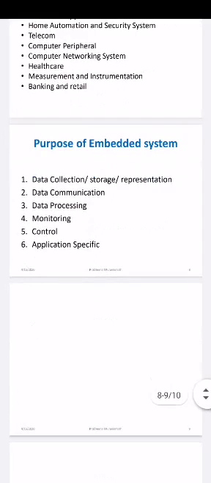Next comes the purpose of these embedded systems. Mainly, the purpose is data collection, storage or representation. If a huge amount of data is there in the form of text, voice, image, video, electrical signals or any other quantities, that data can be collected and stored somewhere. If that data is not necessary, we can erase it. The best example is the digital camera, where we can take pictures, and if not needed, we can delete them.